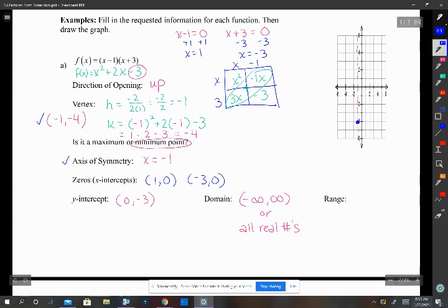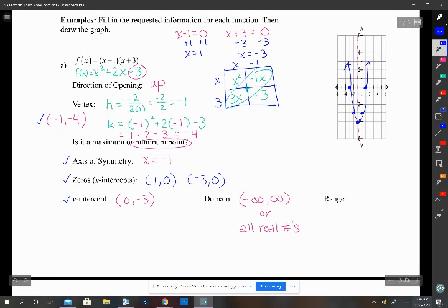Our zeros are at 1, 0, and at -3, 0. Notice how that's 2 spaces away from the dashed line on both sides. So we've got our zeros graphed, and then our y-intercept is 0, -3. Notice that's 1 space away, so we're going to do a dot on the other side that's 1 space away. And then we're just going to connect, and we connect it with a curved line.